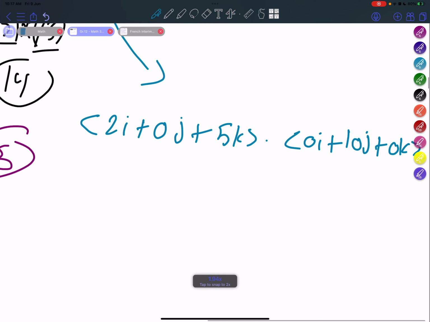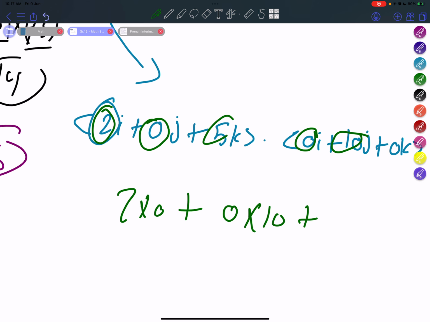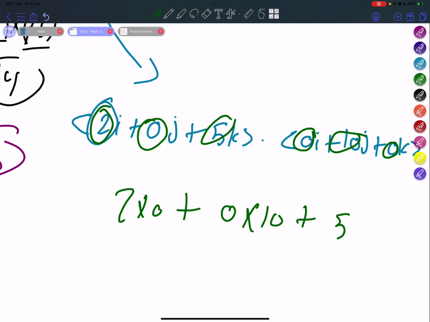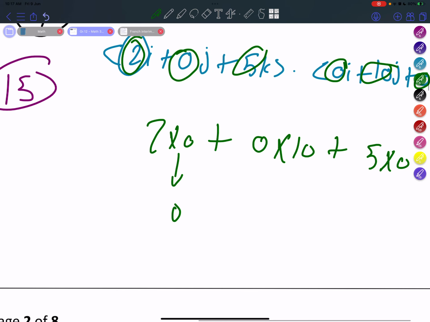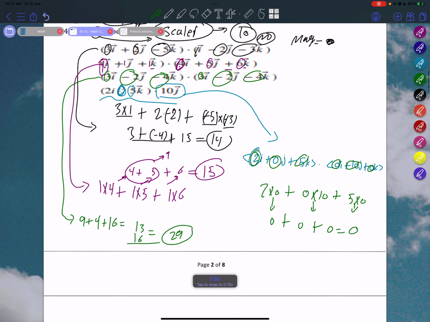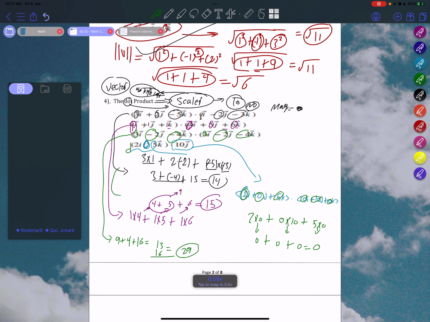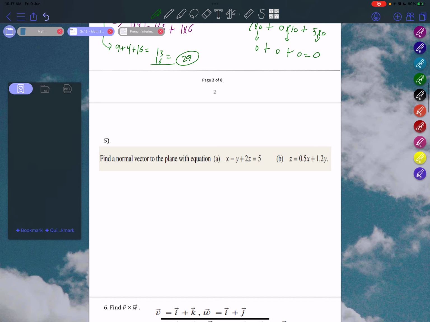Now we can multiply. Here, let's change the color. i with i, so 2 times 0, plus j with j, so 0 times 10, plus k with k, which is 5 times 0. So 2 times 0 is 0, plus 10 times 0 is 0, plus 5 times 0 is 0, which means that our answer will be, of course, 0. And this is how we answer question 4, A, B, C, D. That covers question number 4. So we did questions 1, 2, 3, and 4. What do you have next?